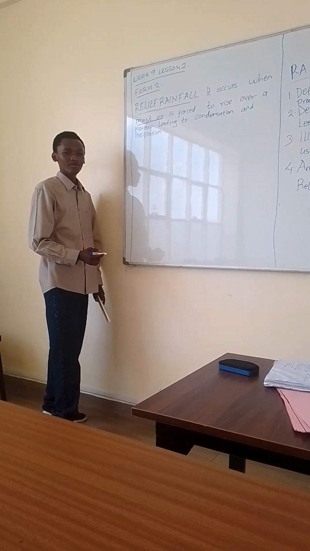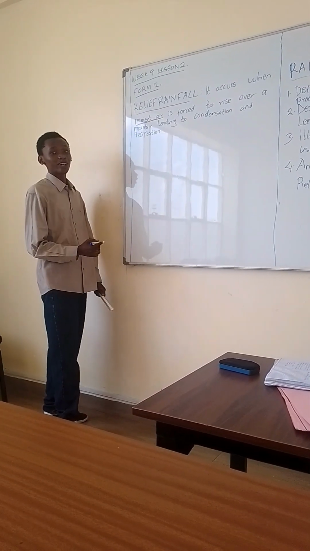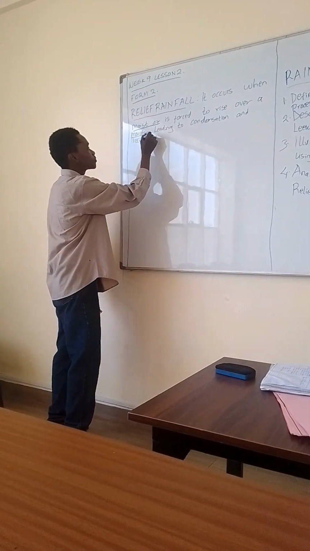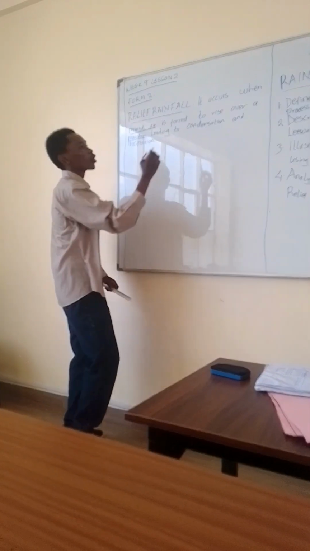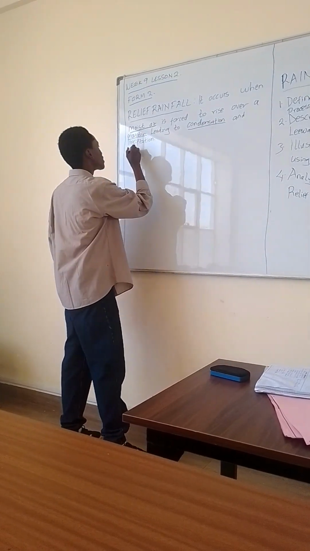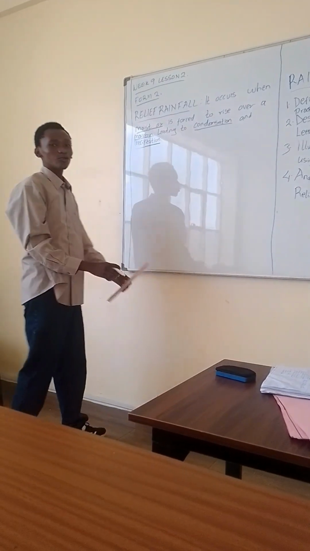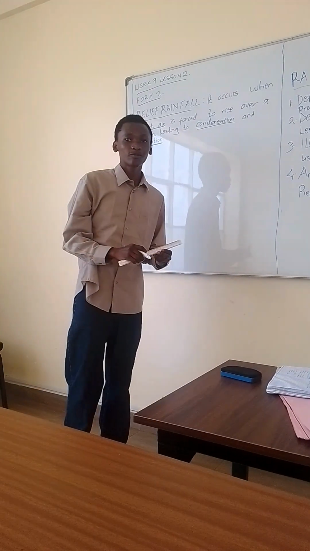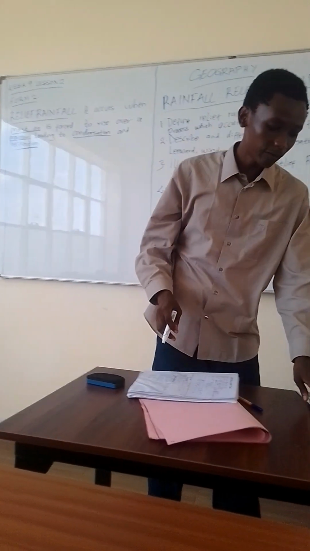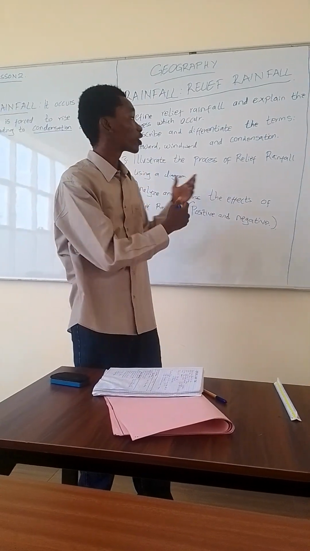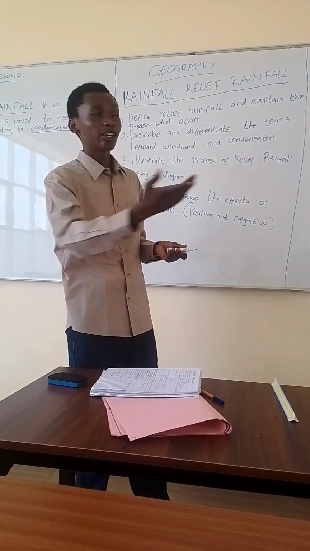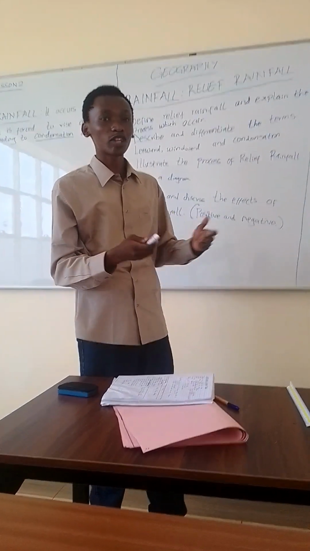Is that clear? Yes. Ruben, do you understand? Yes. So, it's forced to rise over a mountain, leading to condensation and precipitation. So that is clear, class. So with me here, I have a video on relief rainfall that will help us to elaborate more what is relief rainfall. Kindly, Kyoko, if you come and help me set up the projector so that I can show the class.